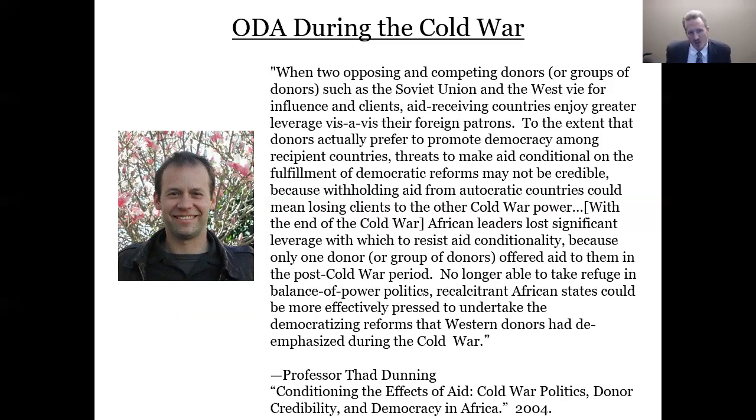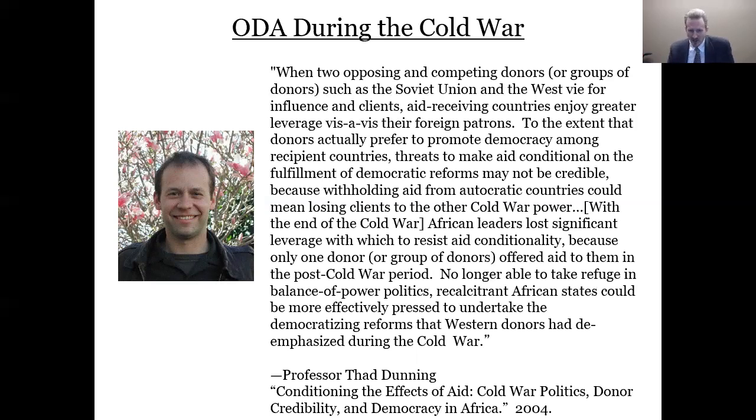So he writes, when two opposing and competing donors such as the Soviet Union and the West vie for influence and clients, aid-receiving countries enjoy greater leverage vis-a-vis their foreign patrons. To the extent that donors actually prefer to promote democracy among recipient countries, threats to make aid conditional on the fulfillment of democratic reforms may not be credible, because withholding aid from autocratic countries could mean losing clients to other Cold War powers. Basically, if the U.S. tried to force their dictators to have elections, those dictators would just say, forget you, I'm going to go with the Soviets, right? So the U.S. was not in a position to pressure democracy at that time.